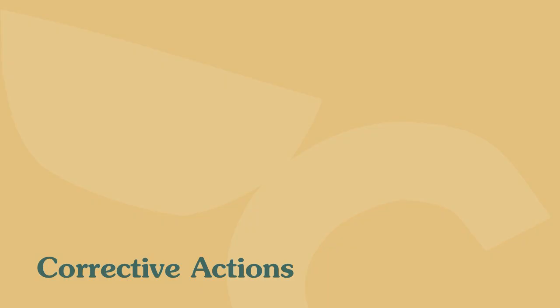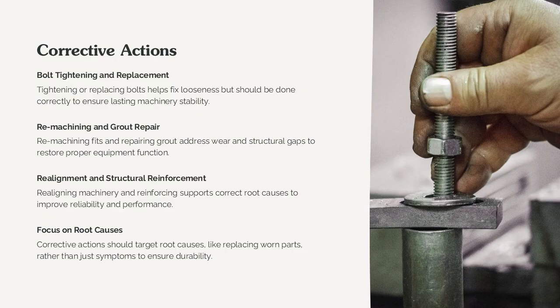Corrective actions. This slide outlines the corrective actions recommended for the various types of looseness discussed. Actions may include tightening or replacing bolts, remachining fits, injecting or repairing grout, realigning machinery, and reinforcing structural supports. The content explains that corrective measures should address root causes rather than symptoms, for example, replacing worn bearing fits rather than merely tightening bolts. The slide promotes best practices for sustainable machinery reliability.